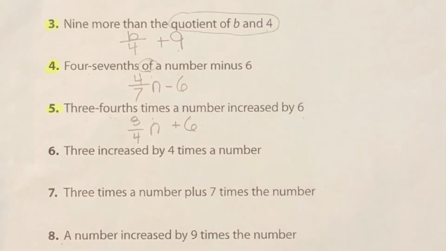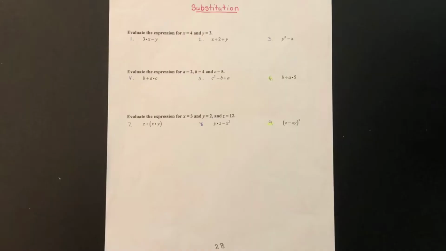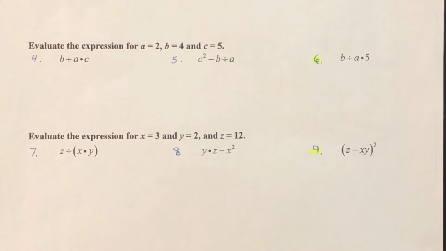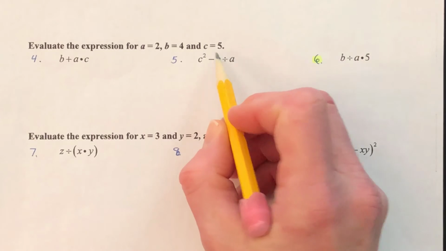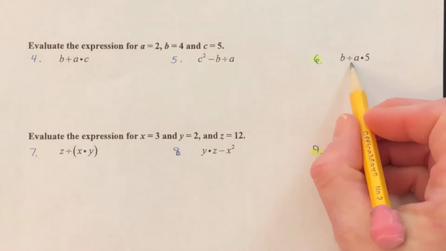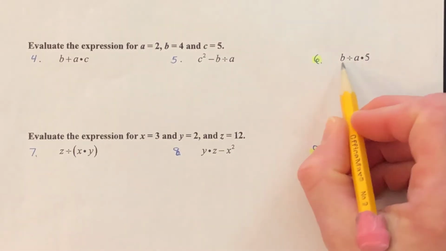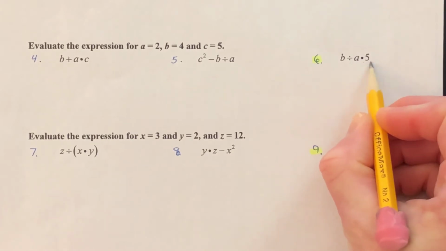Let's look at 28. 28, we're going to go straight to 6 and 9. That's it for us together on this page. You're getting really good at this. We have substitutions for 3 different variables, a, b, and c. Number 6 has 2 of the variables in it, b divided by a plus 5.